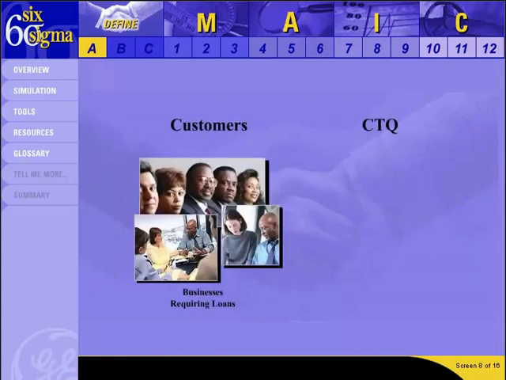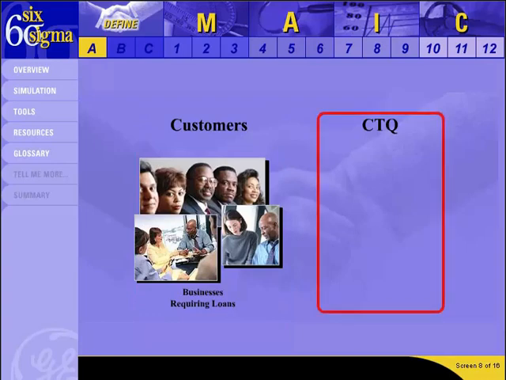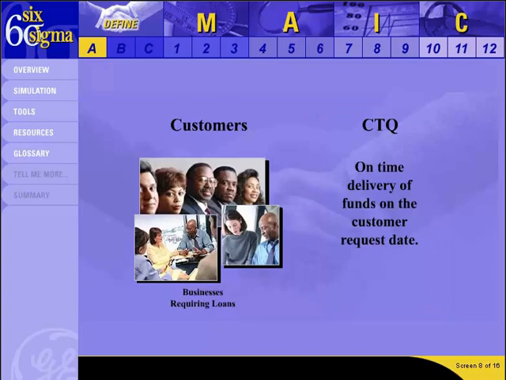You're doing great so far. You have successfully determined two very important components for this case: the customers, who can include any business needing funds, and the CTQ, which is on-time delivery of funds on the customer request date. Now, we are ready to create a process product drill-down tree to identify product and process CTQs and complete Step A. Again, congratulations for a job well done.